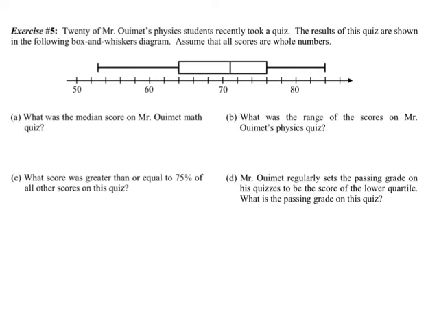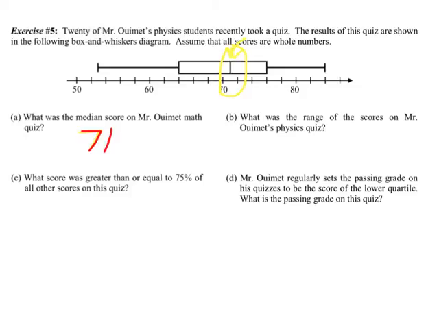20 of Mr. Olmet's physics students recently took a quiz. The results of this quiz are shown in the following box and whisker diagram. Assume that all scores are whole numbers. What is the median score for Mr. Olmet's quiz? So let's see here. What is my median? My median falls right in there. There's my median line. So each line looks like it's going up by 2s. That's right in between 70 and 72. So what's right in between 70 and 72? I would say 71. 71 is in between that.